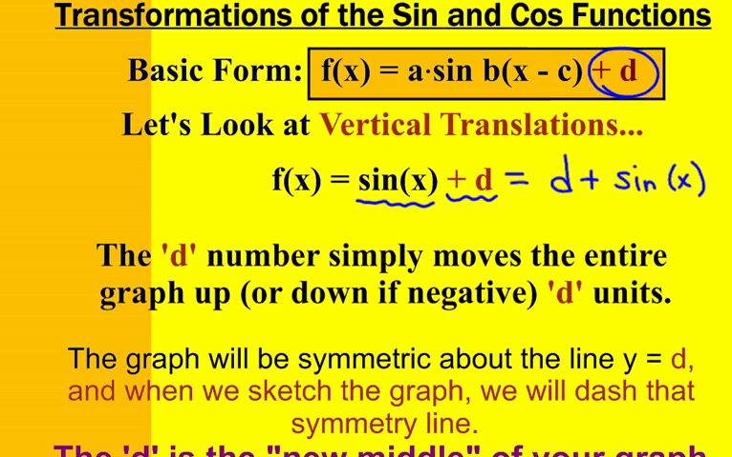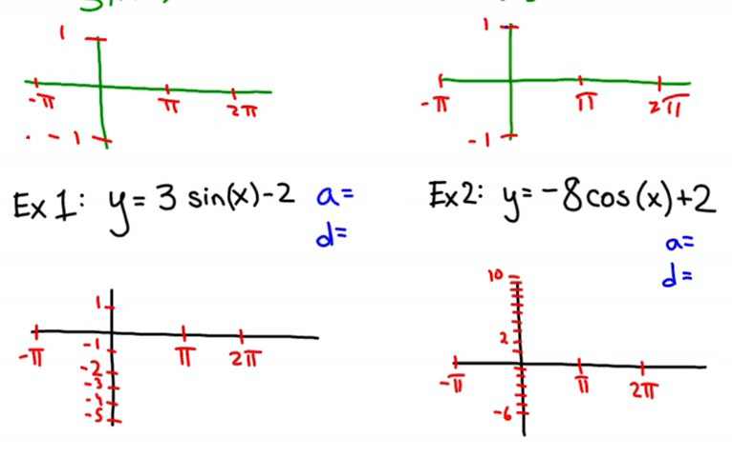And the D number simply moves the entire graph up, or down if it's negative, D units. So the graph will be symmetric about the line y equals D. And when we sketch the graph, we always want to dash that symmetry line. I say it's called the new middle of your graph. We'll look at an example in just a moment. So D is sort of the new middle. And we use that idea with amplitude in today's lesson, some examples.